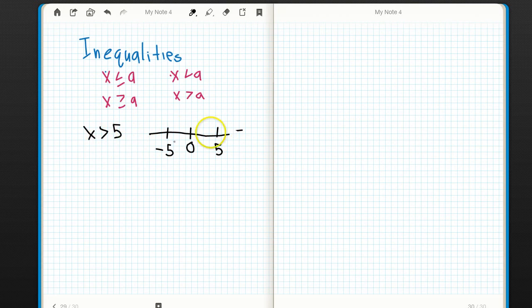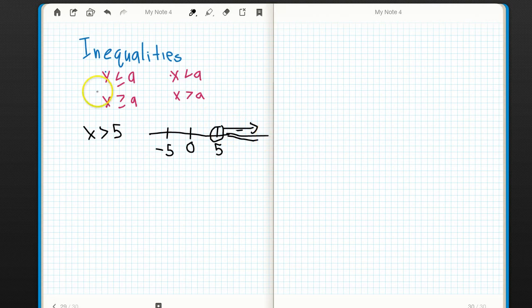Since it is greater than, that means we do not include 5. So that means it is an open circle on 5. So x is greater than 5. Now we want to know where all the values greater than 5 are. Are they to the left or to the right? Hopefully you're shouting and screaming to the right, and you'll be correct. So boom, look at that, you're done.